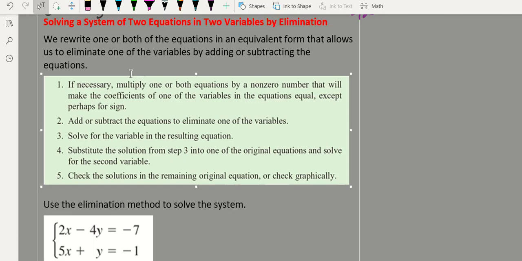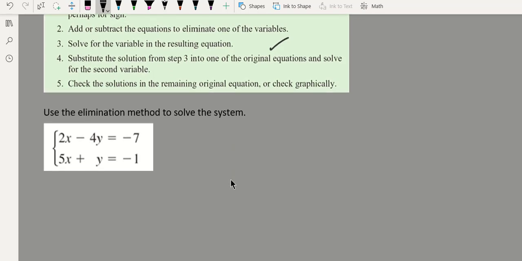Then when you add or subtract them, the variable is eliminated, and we end up with one equation, right? Once we have solved for that one, we plug it back into the OG, the original, to solve for the second variable, and then we check for any remaining solutions, okay?